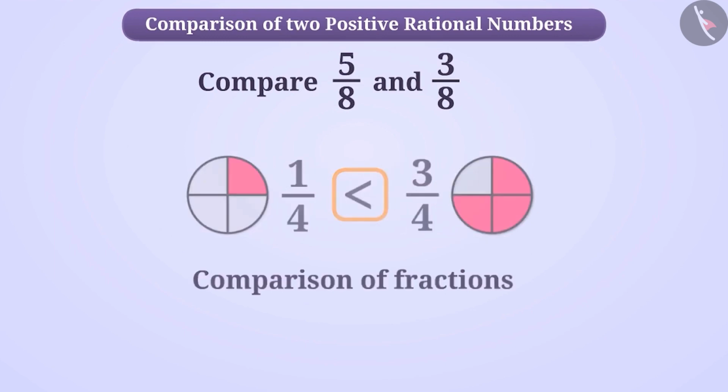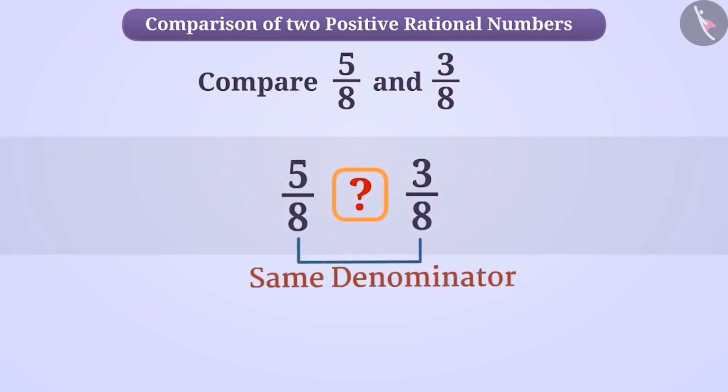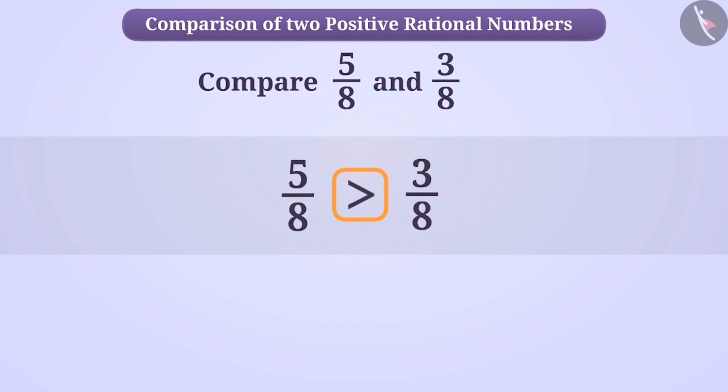two fractions. That means, if the denominator of two rational numbers is the same, then the rational number having the greater numerator is greater. For example, both 5 by 8 and 3 by 8 have the same denominator, but the numerator of 5 by 8 is 5, which is greater than the numerator of 3 by 8, that is 3. Therefore, 5 by 8 is greater than 3 by 8.